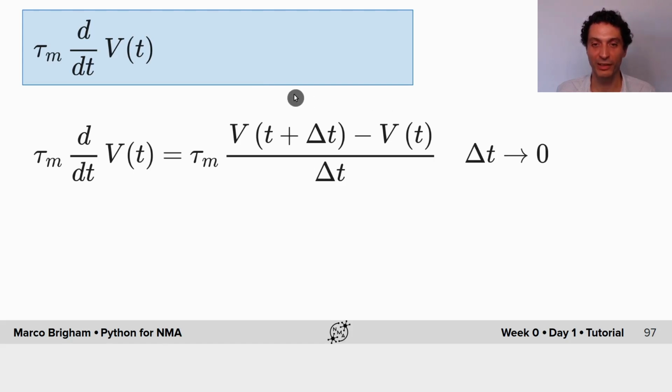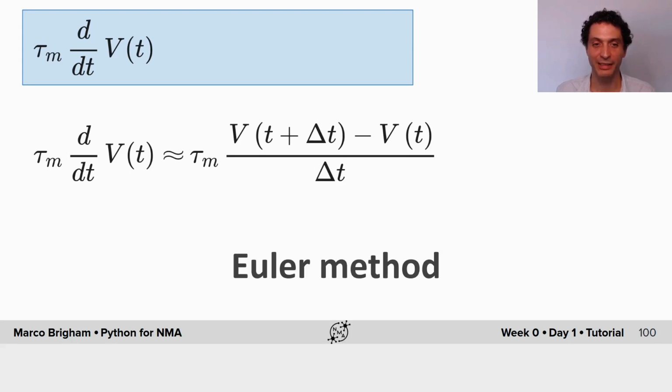So we take this difference, V(t plus delta t) minus Vt, and we divide by the value of the small increment. Then we take the entire thing to the limit where delta t goes to 0. So if we don't take this limit, if we don't make delta t go to 0, then we'll have an approximation of the derivative, and this is the basis of the Euler method.